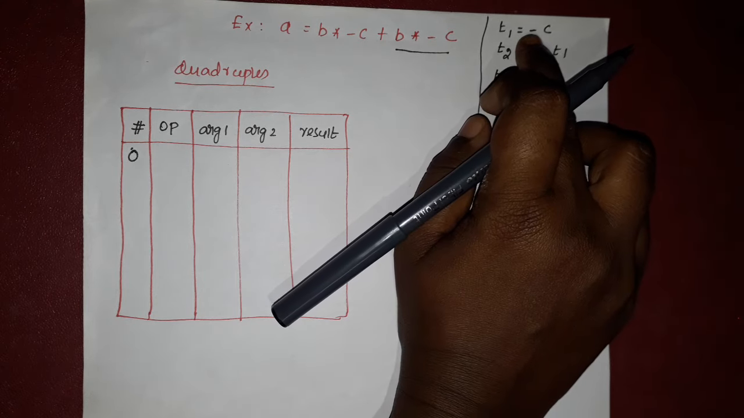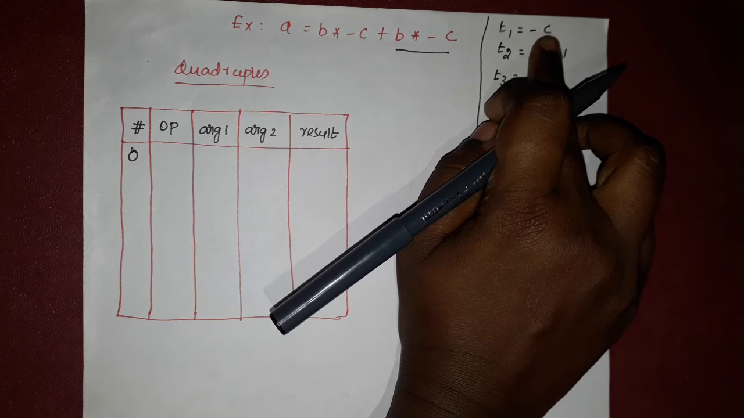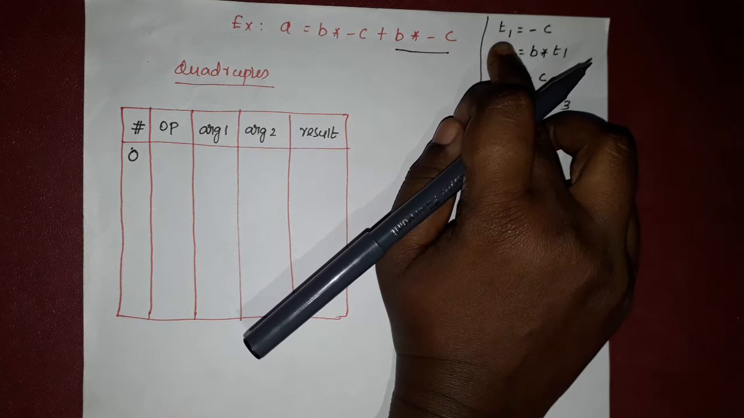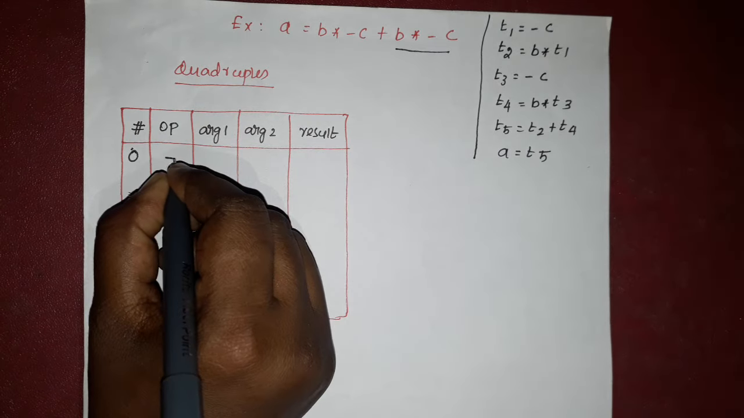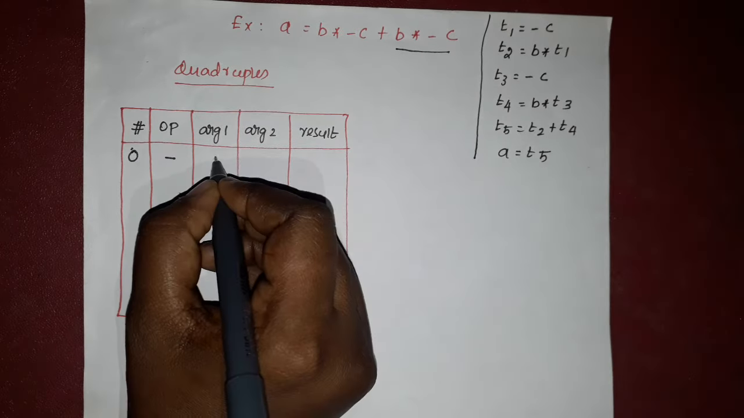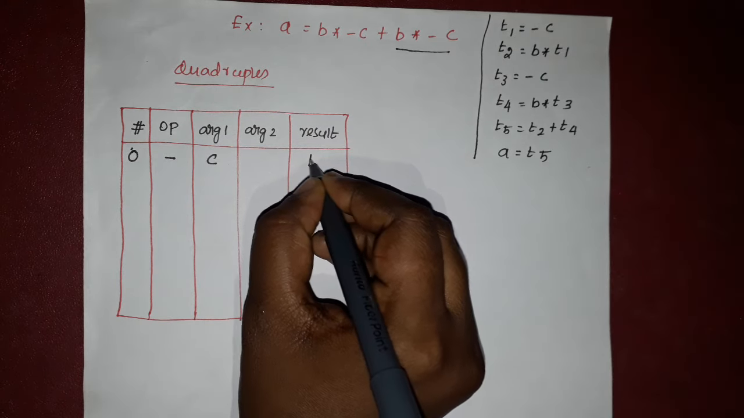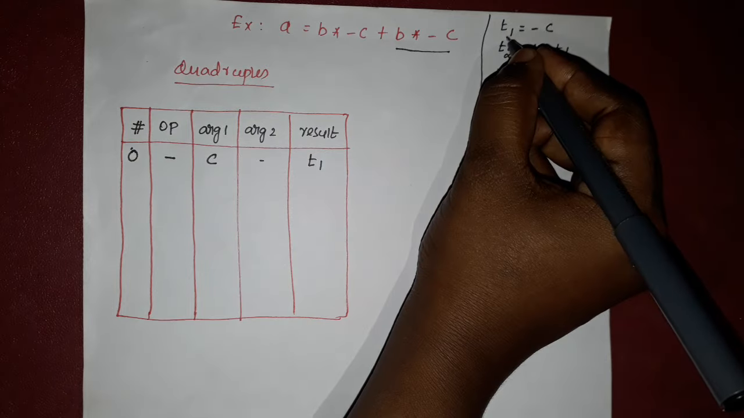Here minus is an operator and C is operand 1, argument 1, and it can be stored in the result T1. So first operator is minus. We always see this 3 address code. Minus, argument 1, operand 1 is C, and this result will be stored in T1. There is no argument 2, so it is empty, and the result will be stored in T1.